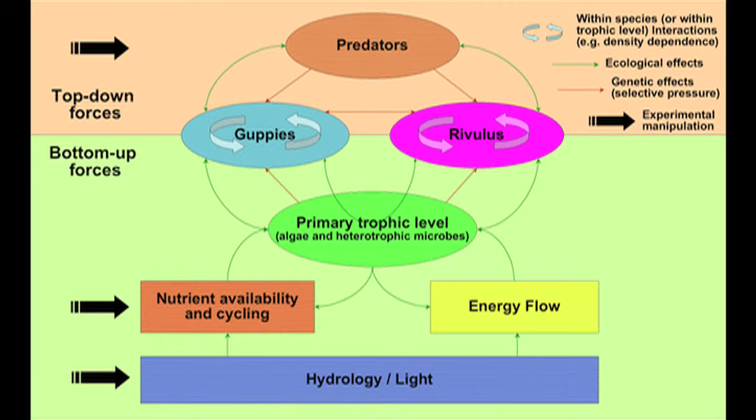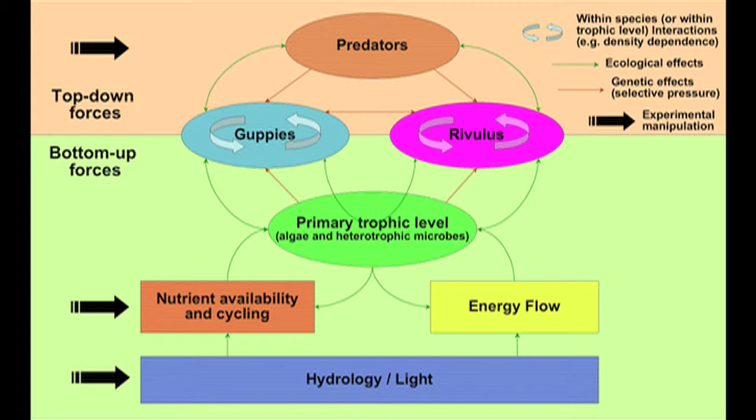Now what you're looking at in this slide is sort of a conceptual model of the kind of work that we're doing. Our manipulations are at the top and the bottom of the ecosystem. We manipulated predators at the top of the ecosystem, and then we manipulated light availability and primary productivity at the bottom of the ecosystem, and we're looking at all the interactions that happen in between.